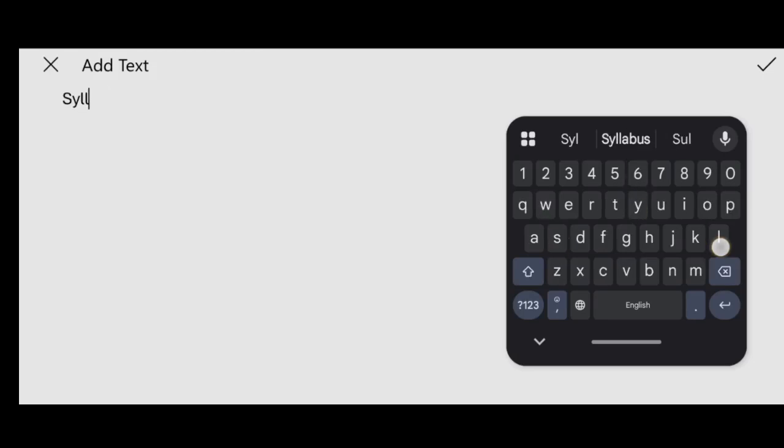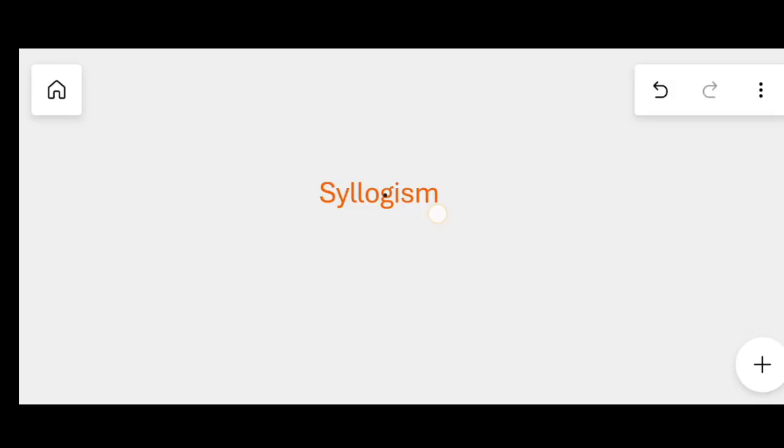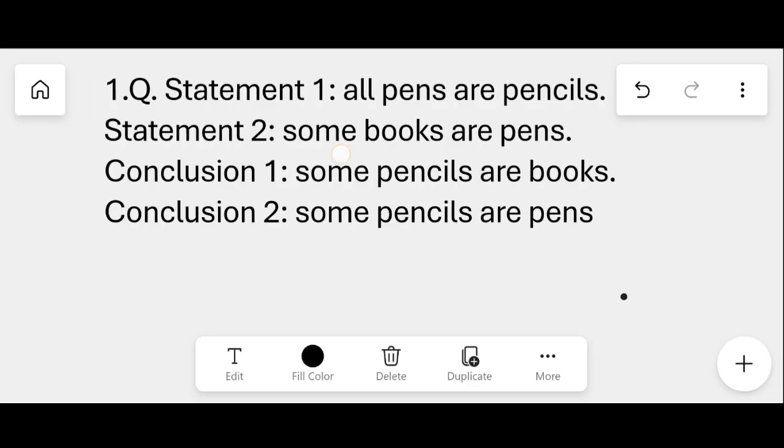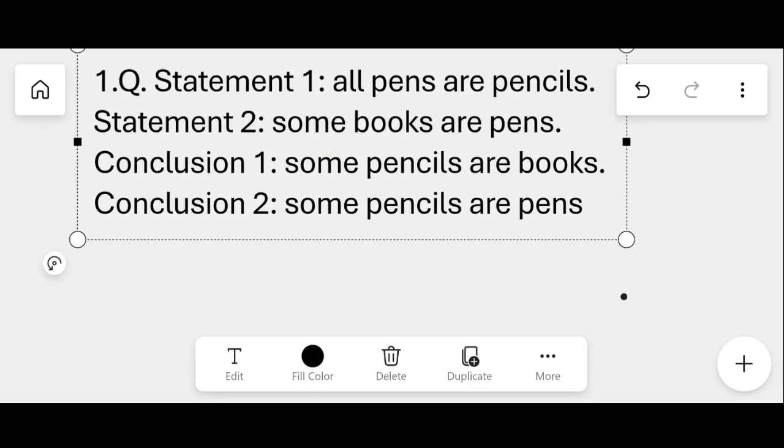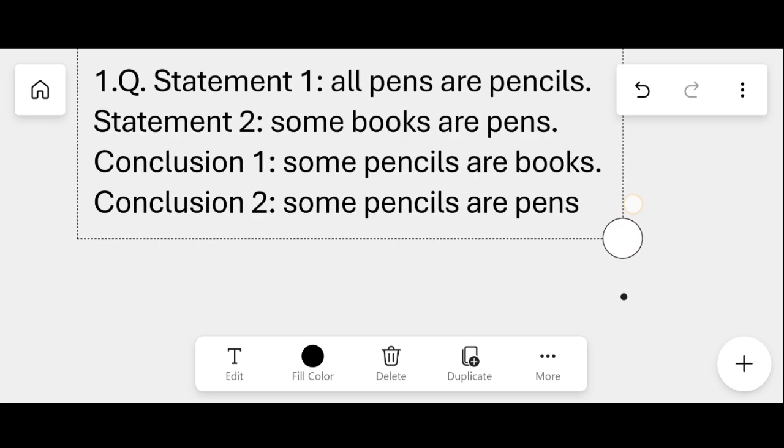Today's topic is syllogism. Let's get started. How we can solve the questions based on this. First question, we have two statements and two conclusions.